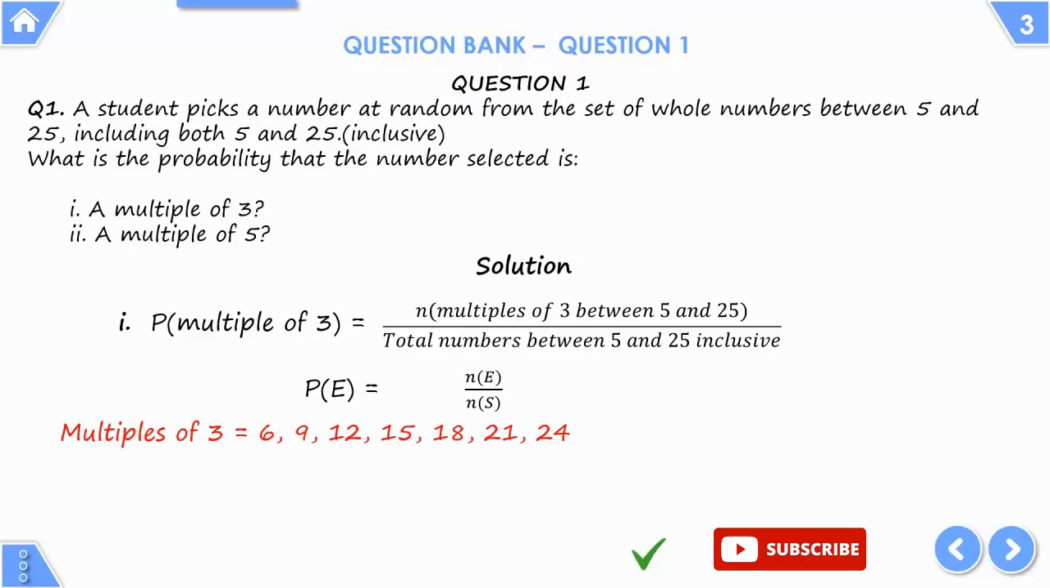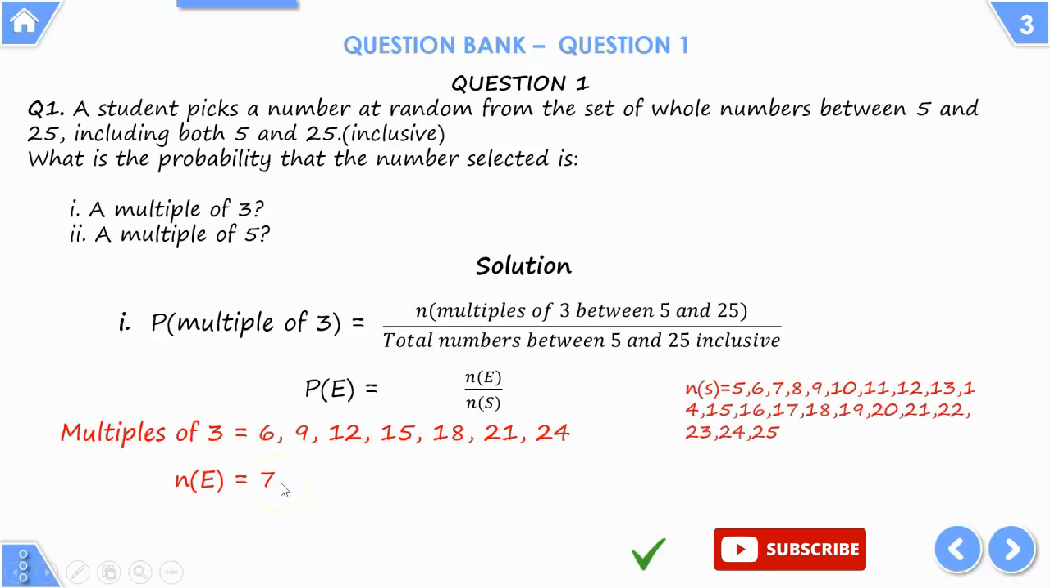Then let's look at the multiples of 3. Multiples of 3 between 5 and 25 are 6, 9, 12, 15, 18, 21, 24. And the number of events there, therefore, is 7. When we count all of these, we get 7.